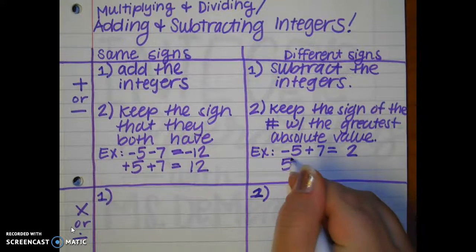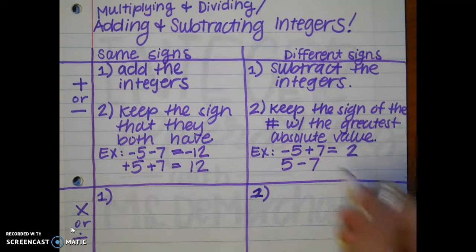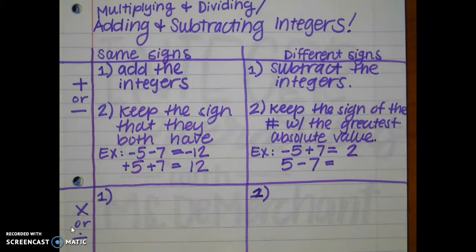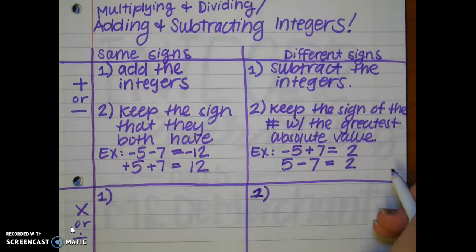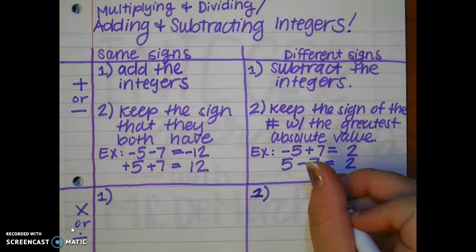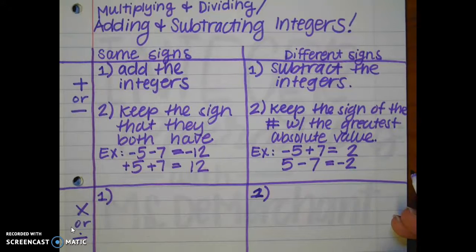Let's say we have 5 minus 7. We do the same thing. We subtract the integers. 7 minus 5 gives us 2. And then we're going to keep the sign of the one that's greater, which is 7. So that means it's going to be a -2.